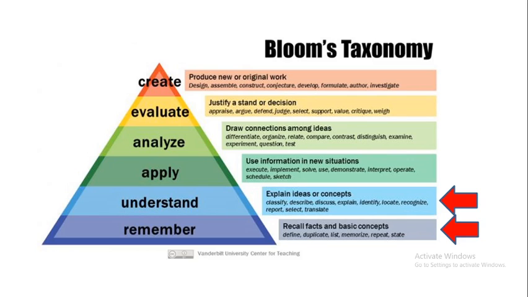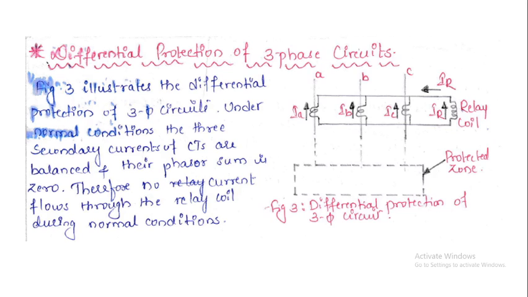Students need to remember the different types of faults that occur in the generator, the rotating machines, and they need to explain how the different types of fault occur, how to protect them, as well as the differential protection of a three-phase circuit, as well as a balanced voltage. So considering levels L1 and L2, we'll start with the differential protection of a three-phase circuit.